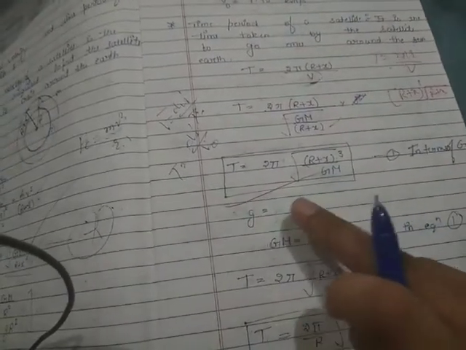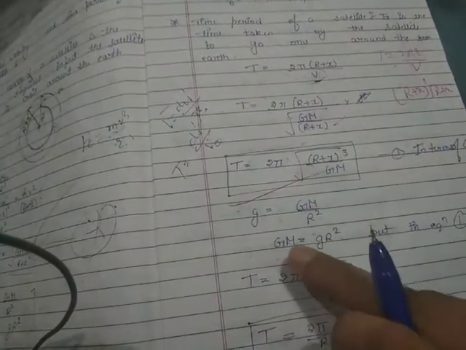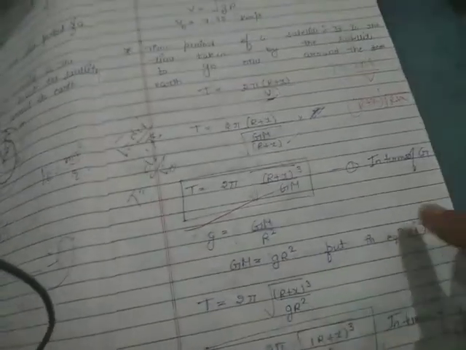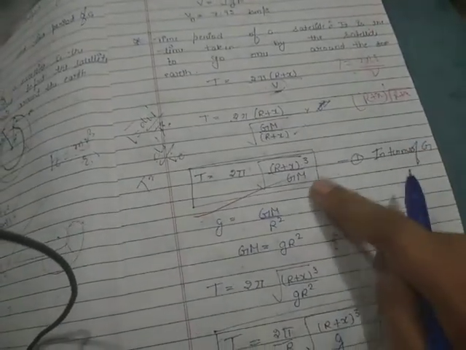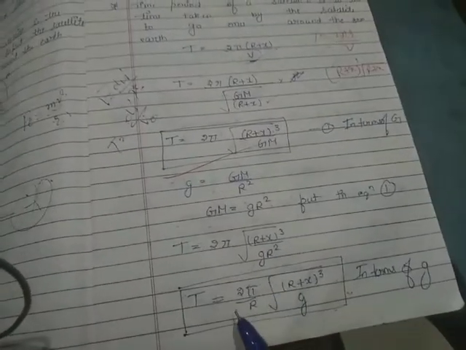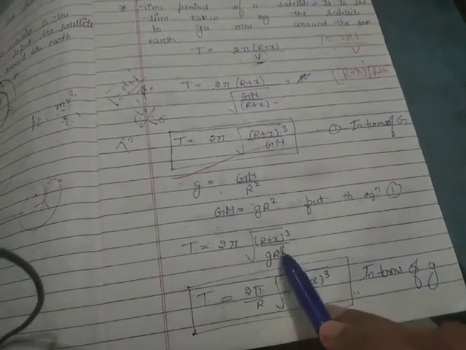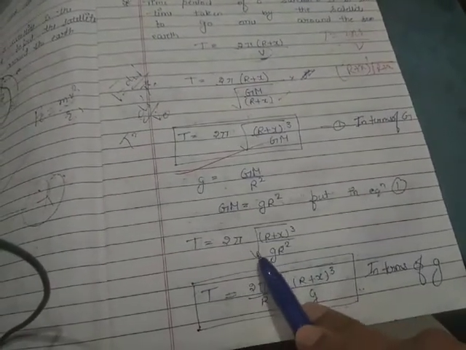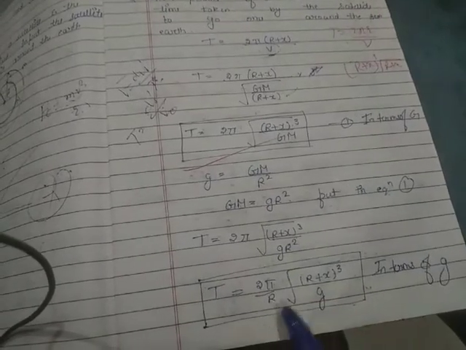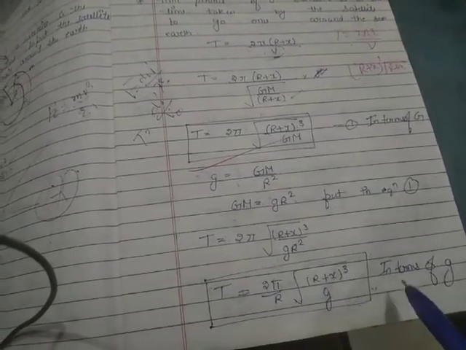Now in small g, GM by r square, GM is equal to g r square. Put this equation in here. GM, the value is g r square, put it here. Clear? Then this r square, we will take this out of this under root, so it will be root of (r plus x) cube by g. This is in terms of small g, meaning acceleration due to gravity.